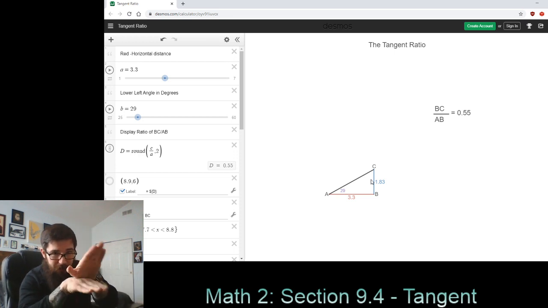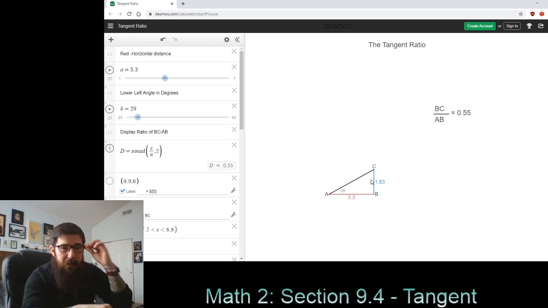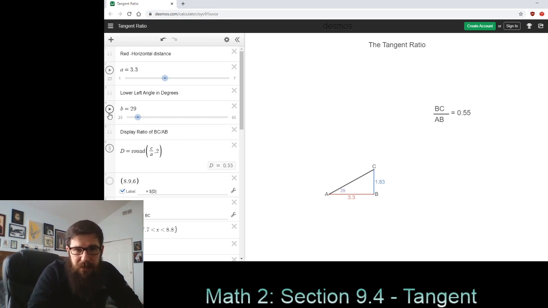The angle determines how big the opposite side is, something from last week. It's not going to affect the adjacent side. So we see that a smaller angle ends up giving me a smaller tangent. A bigger angle gives you a bigger tangent. You can go in there and play around with that a little bit if you'd like.